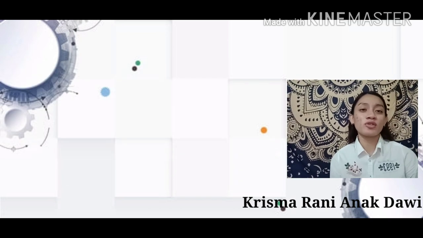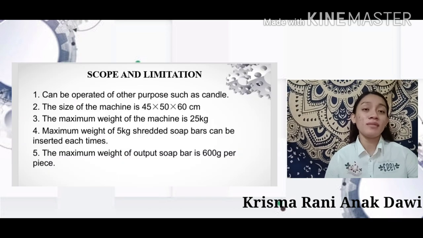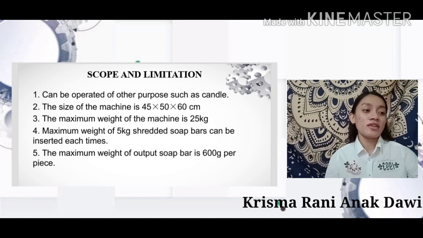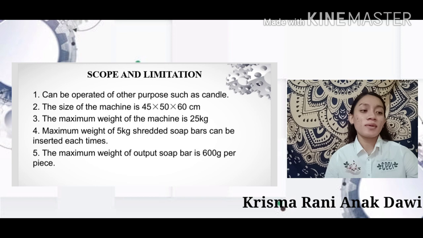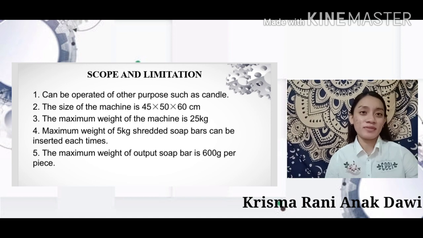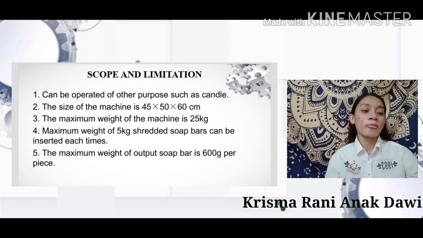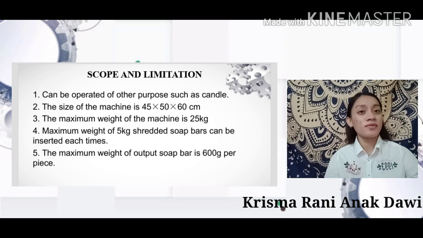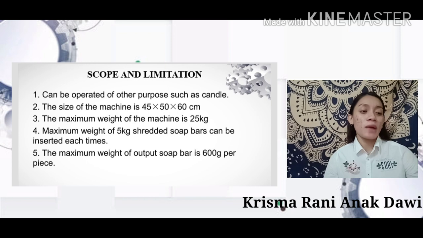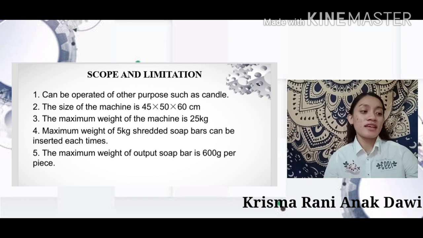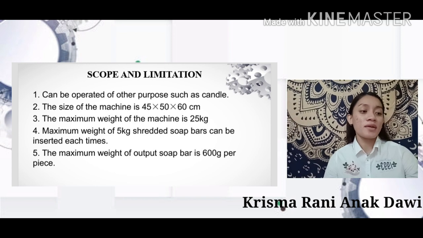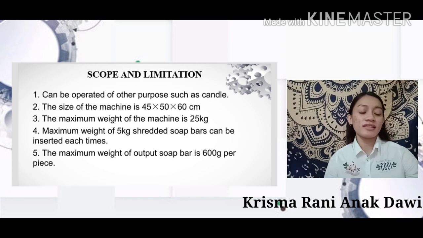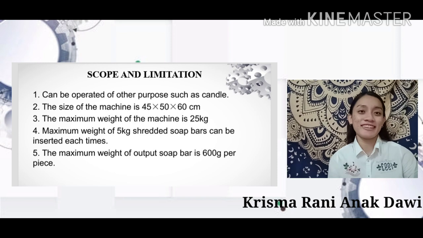Next, I will present the scope and limitation. Number one, it can be operated for other purposes such as candles. Number two, the size of the machine is 45 × 50 × 60 cm. Number three, the maximum weight of the machine is only 25 kg. Number four, a maximum of 5 kg of threaded soap bars can be inserted each time. Number five, the maximum weight of the output soap bar is 600 g per piece.